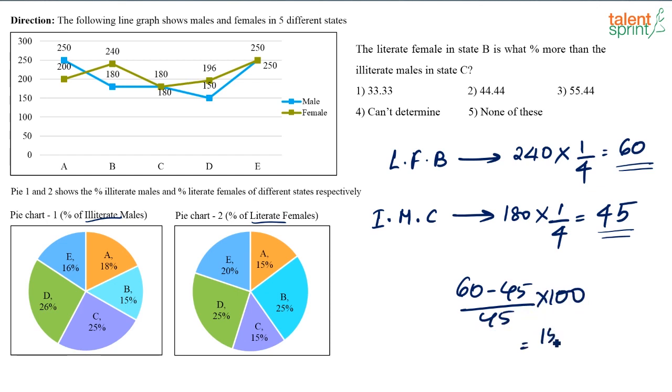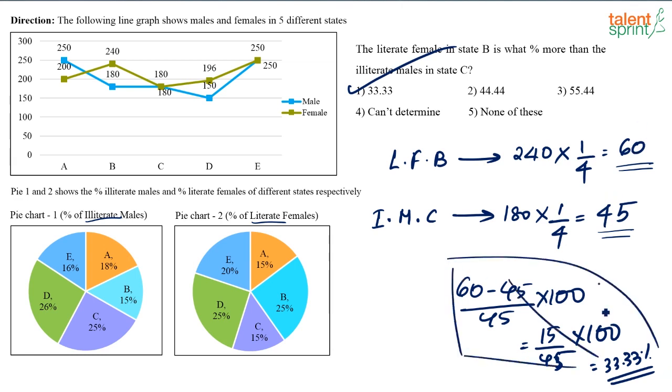That is 15 by 45. That is 1/3. Correct? You need not even write it. Just by looking at it, you will be able to say. So 1/3 into 100. That is 33.33%. Option 1. See, it's nothing but 15 by 45. No need to do all these steps. You know this is 60, this is 45. So the difference is 15. So 15 by 45. What is that? 1/3. 33.33%. Option 1. Yes.